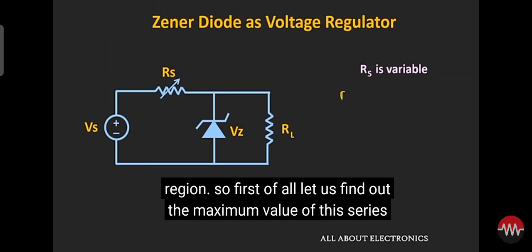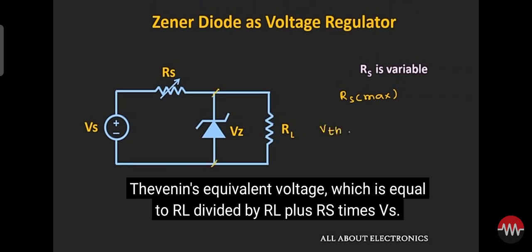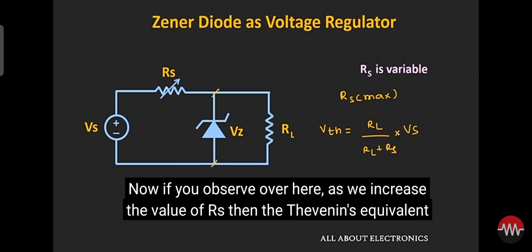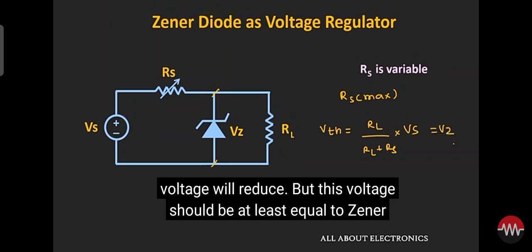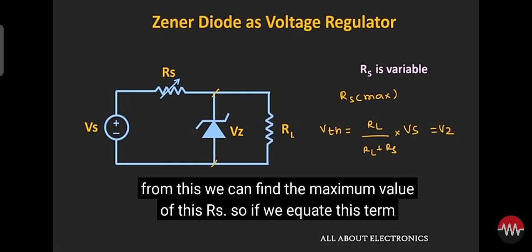So first of all, let us find out the maximum value of this series resistor. And to find that, once again, let us write down the expression for this Thevenin's equivalent voltage, which is equal to RL divided by RL plus Rs times Vs. Now if you observe over here, as we increase the value of Rs, then the Thevenin's equivalent voltage will reduce. But this voltage should be at least equal to Zener voltage, such that the Zener diode will not come out of the breakdown region. And from this, we can find the maximum value of this Rs.